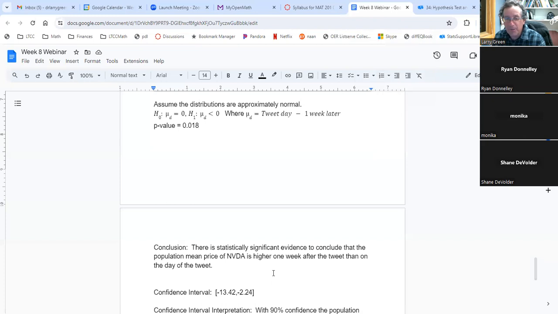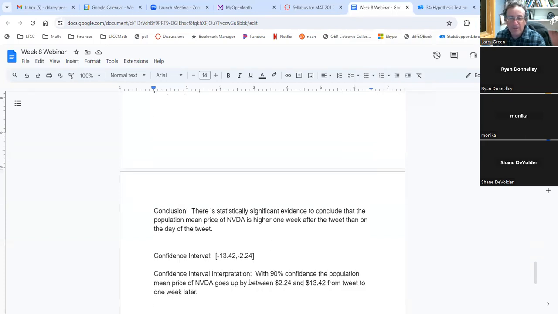So now let's interpret the confidence interval. With 90% confidence, the population mean price of NVIDIA goes up by between $2.24 and $13.42 from tweet to 1 week later. See, if it was 1 cent to 3 cents, it's probably not worth it. Do you see how that confidence interval helps?